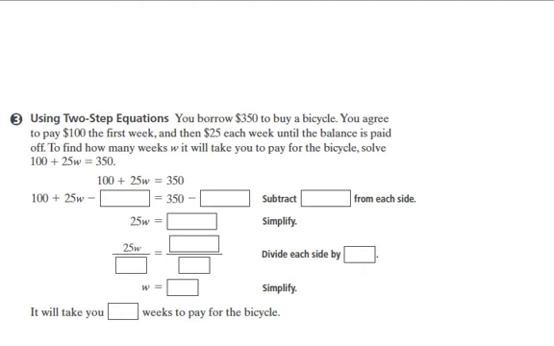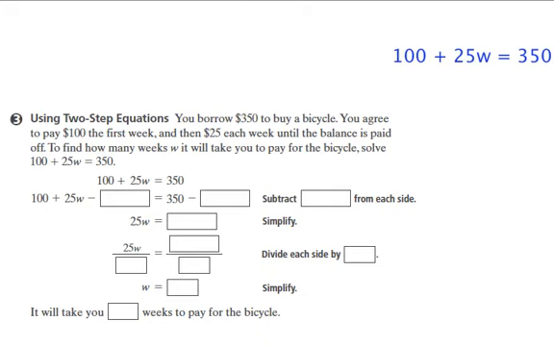Now we're going to use a two-step equation to help us solve a story problem. You borrow $350 to buy a bicycle. You agree to pay $100 the first week and then $25 each week until the balance is paid off. To find how many weeks it will take you to pay the bicycle off, solve the equation 100 plus 25W equals 350.